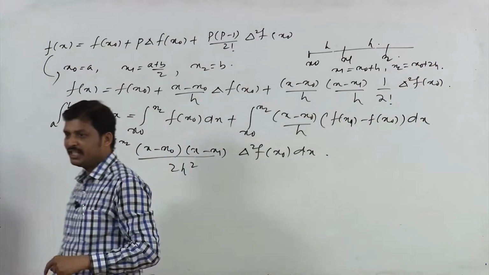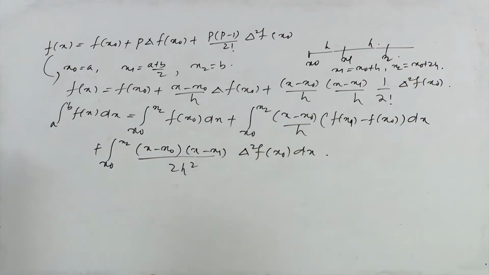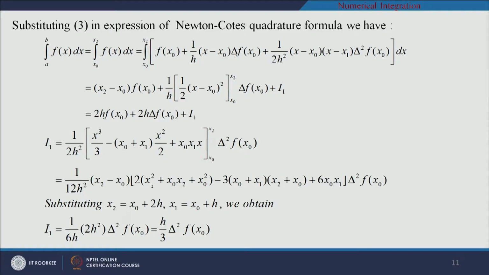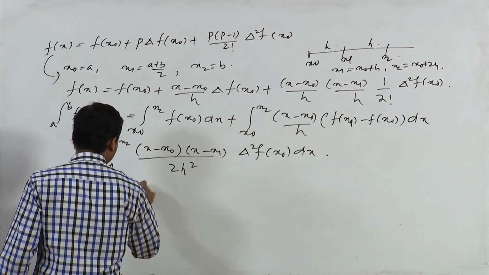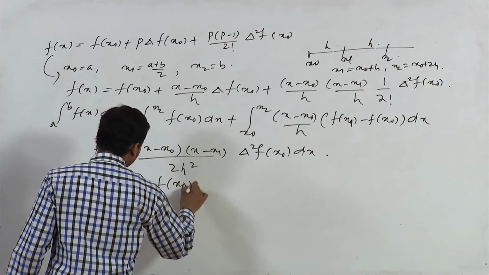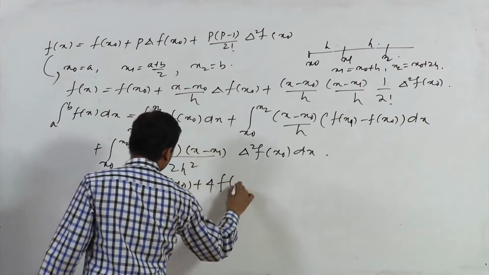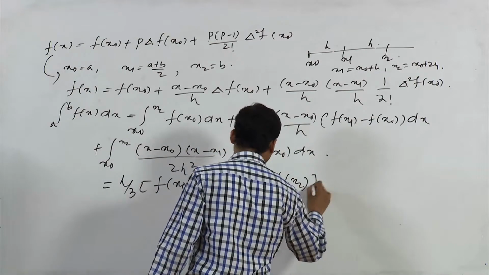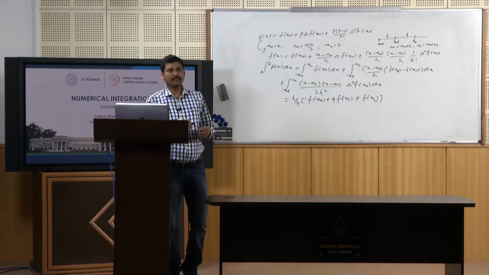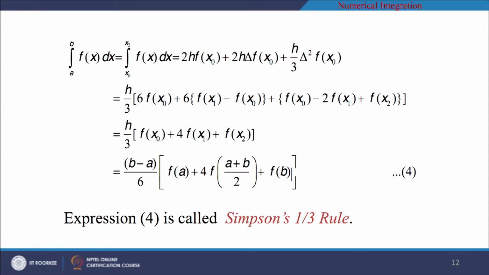If we integrate and put in all these values that we derived, that is x 2 equals x 0 plus 2h and x 1 equals x 0 plus h, we obtain h by 3 times f of x 0 plus 4 f of x 1 plus f of x 2. So with some simplification, you can obtain this formula.